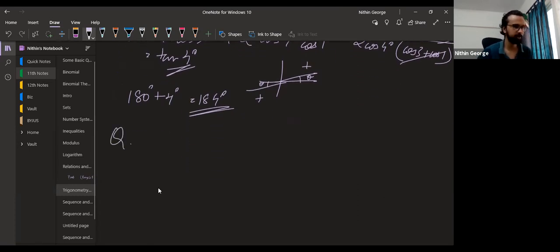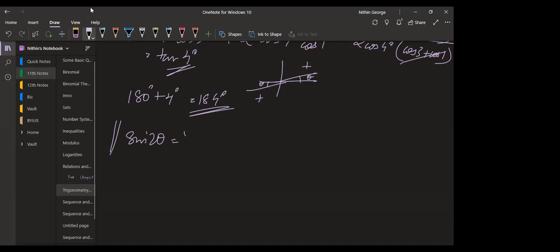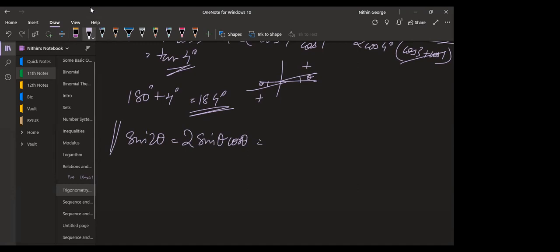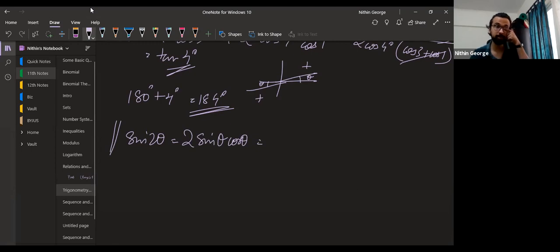Okay, let's move ahead. We are doing multiple angles. What is sine 2 theta? You must have used it so many times. Come on. 2 sine theta cos theta. In terms of tan theta, can you write it? 2 tan theta by 1 plus tan square theta.